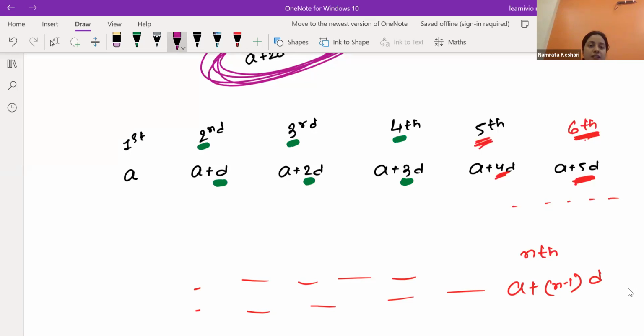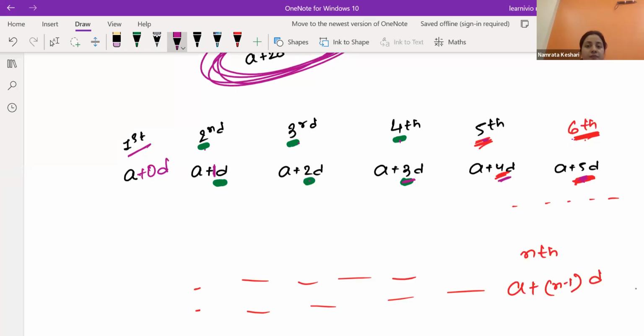See carefully: first term has 0D, second term has 1D, third term has 2D, fourth term has 3D, fifth term has 4D, sixth term has 5D. One less D according to the placement. The 11th term will have A plus 10D, the 12th term will have A plus 11D. Are you getting it? Then the nth term will have A plus n minus 1 into D. Yes or no?